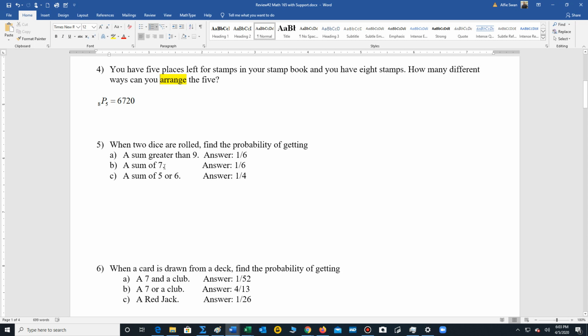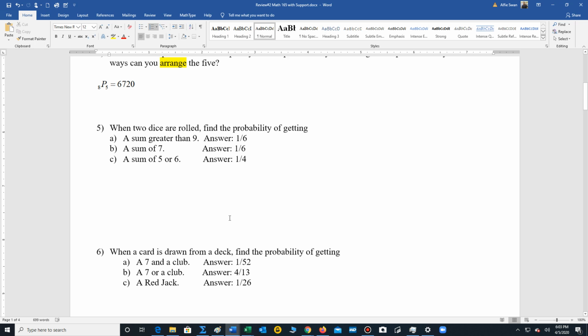A sum of 7, once again, there are 6 possibilities for a sum of 7. You can check your chart that I supplied to you previously, and you should have 6 different ways of getting a sum of 7. 6 out of 36, 1 out of 6. A sum of 5 or 6, well, to get a sum of 6, there's 5 ways. To get a sum of 5, there's 4. So that's going to be 9 out of 36, which reduces to 1/4.